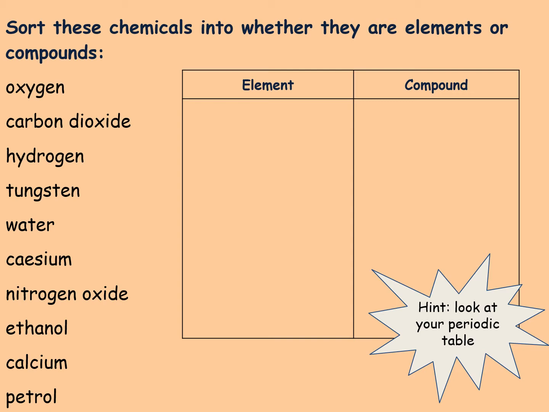Okay, so in terms of elements, remember elements only contain one type of atom. So down the left-hand side, the elements that we have got: oxygen is an element, hydrogen is an element, tungsten is an element, cesium is an element, calcium is an element. All the rest are either compounds or mixtures of different chemicals. So just those ones are elements. They will be in the periodic table, so you'll be able to find their symbols to double check.